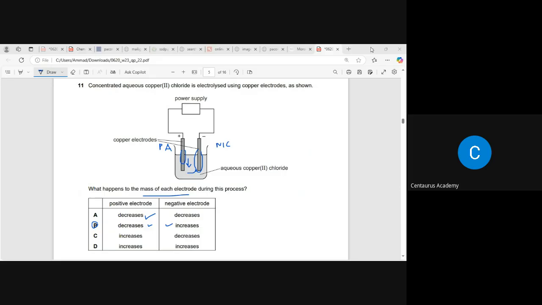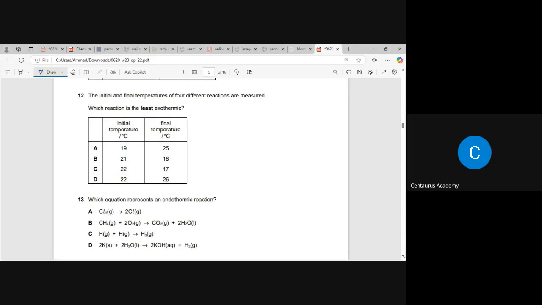So the rate at which the positive electrode is losing its mass and the rate at which the negative electrode is gaining its mass is exactly the same. This also means that the concentration of the copper 2 plus ion does not change within the electrolyte, which means that the blue color remains the same. Neither is it going to get darker nor is it going to fade away. Okay, ma'am. All right, moving on to the next question.